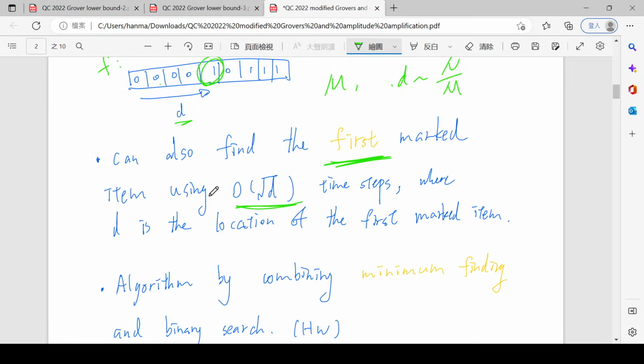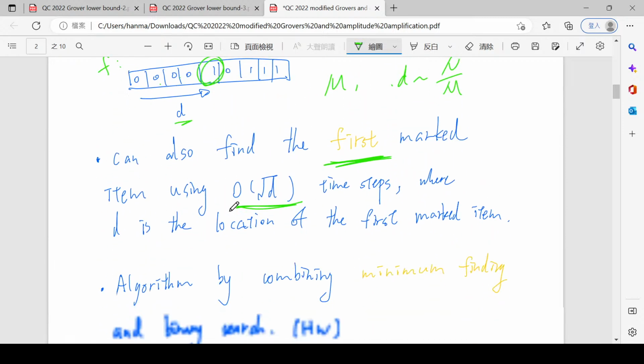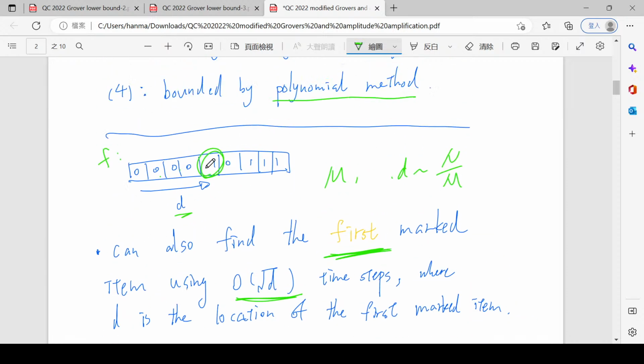And yeah, so that's another homework. So you combine the minimum finding algorithm and the binary search, then you can do this order square root D algorithm to find the first marked item. Okay. And that is useful somewhere, at least in one of my papers. Okay. Any question?